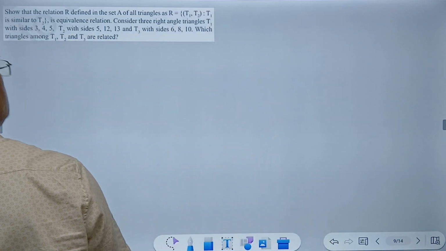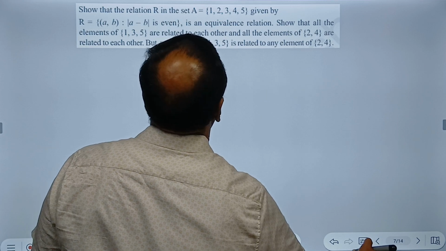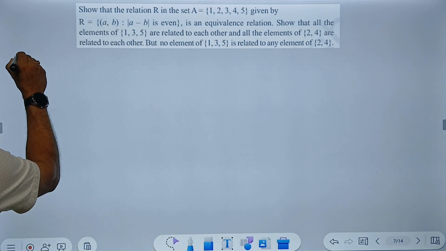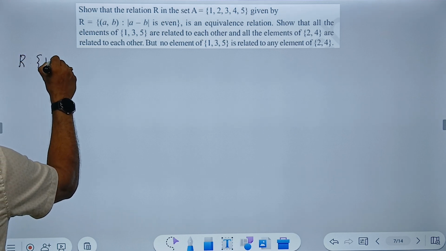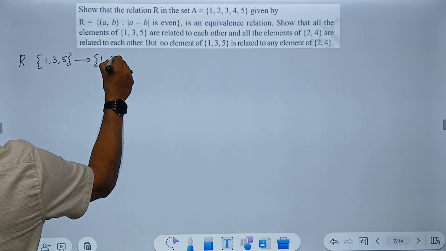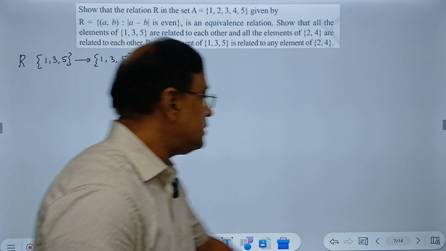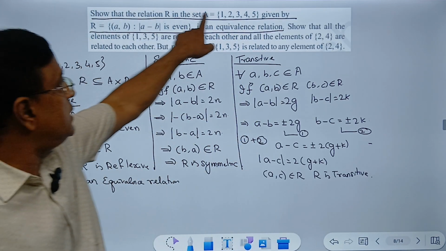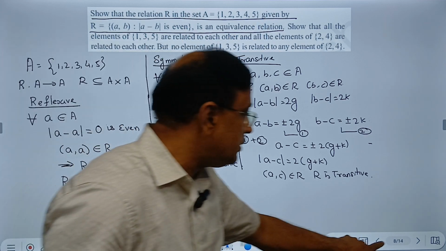So second part of the question. If I don't have space, okay, I'll do it here. Here my new relation R is from the set {1, 3, 5} to {1, 3, 5}. My relation is from {1, 3, 5} to {1, 3, 5}, whereas previously it was a relation from A to A. The first condition is from A to A. Now I am talking about relation from {1, 3, 5} to {1, 3, 5}. Okay.